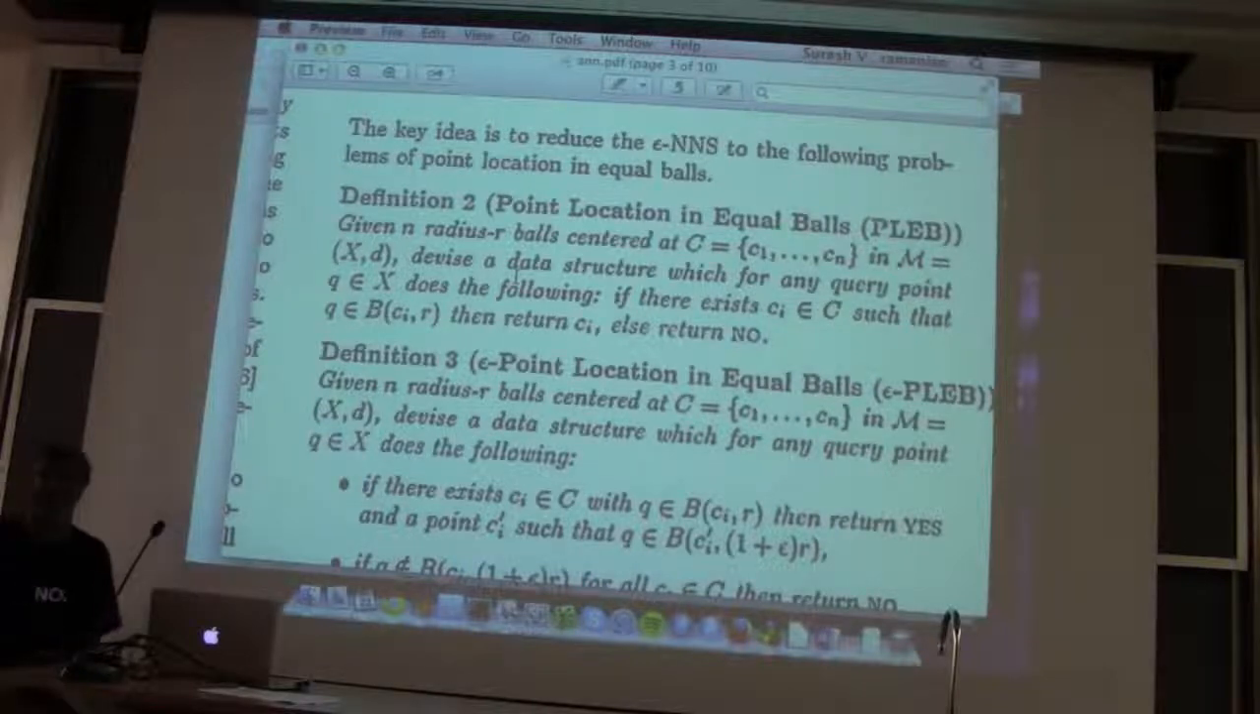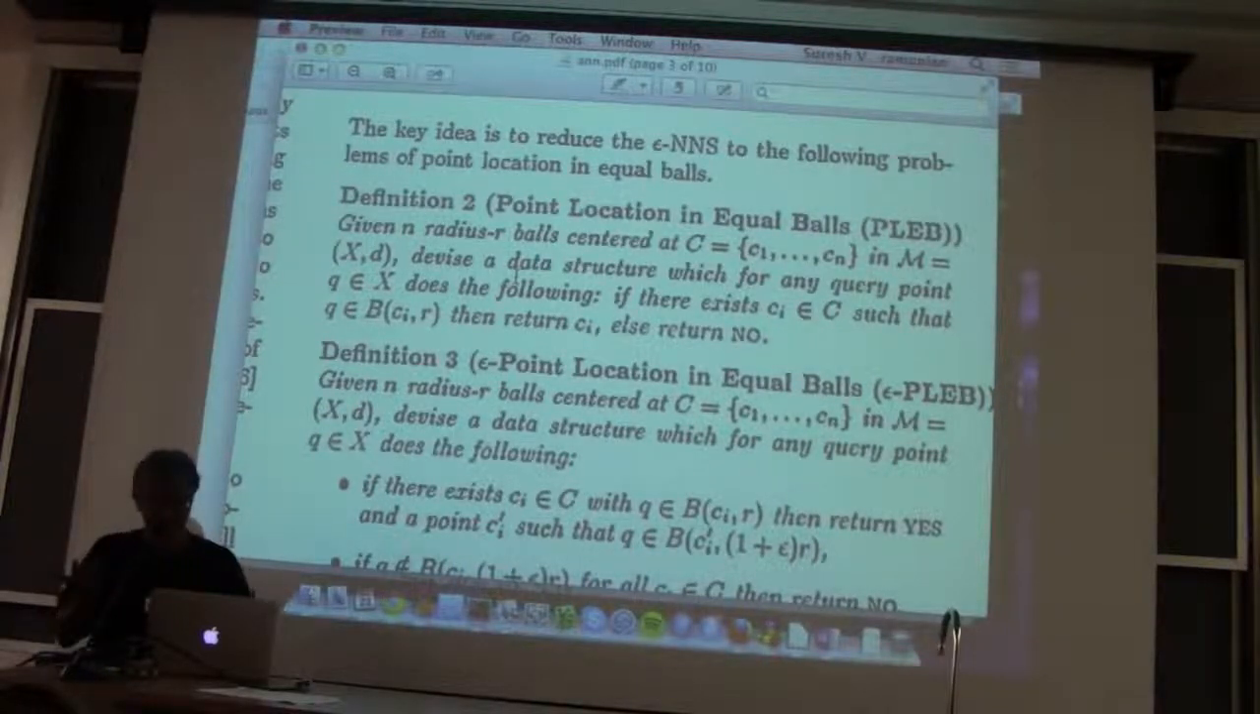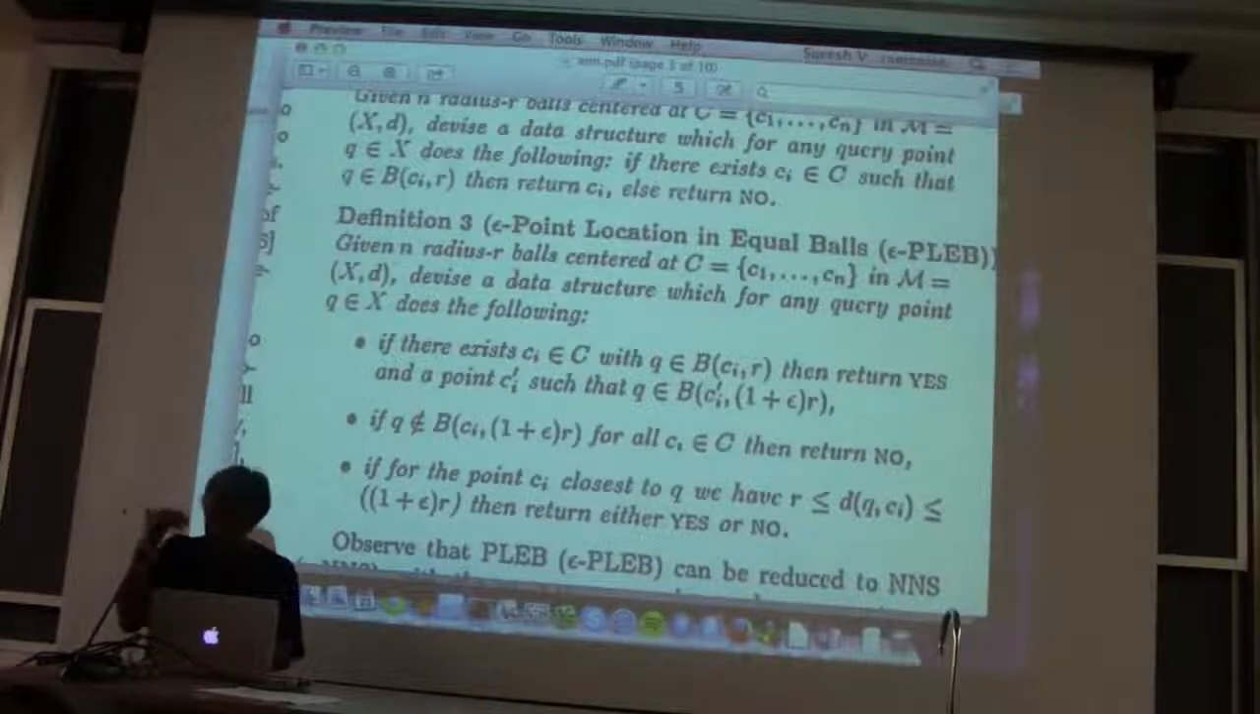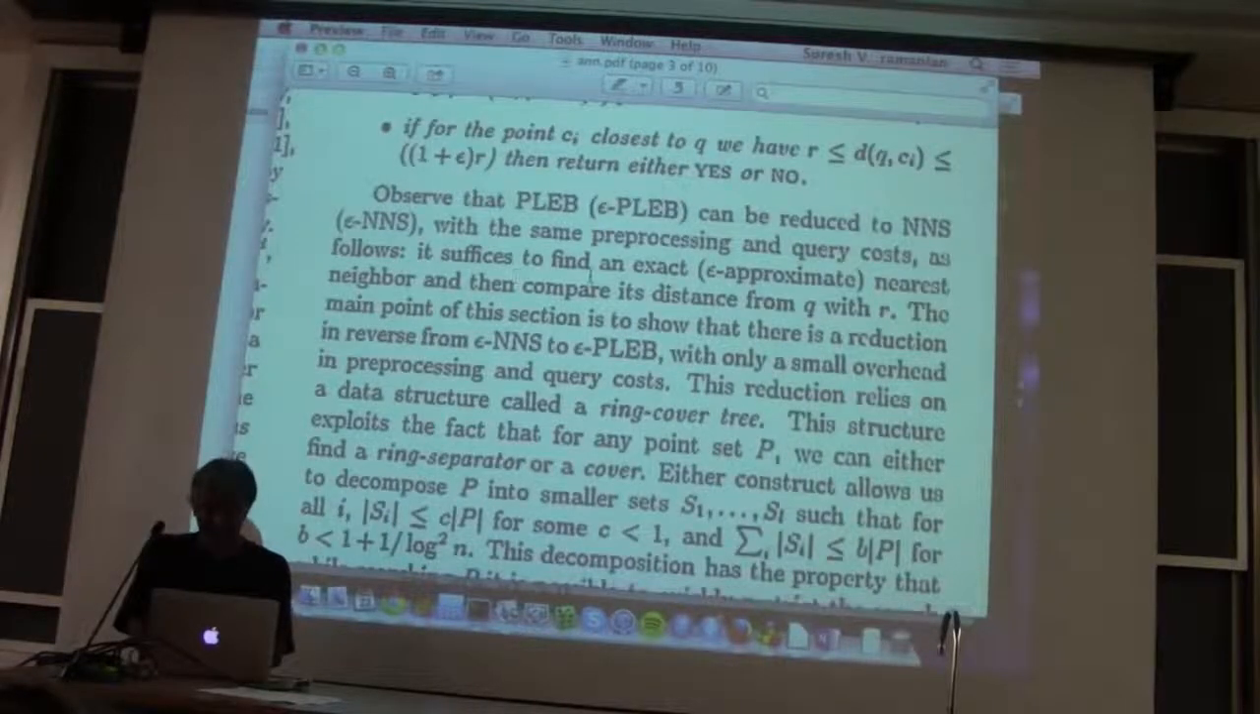So maybe you thought for 5 minutes. You're not really seeing what to do. You're like, I don't know. Well, look, it's okay. But you should think about it a little bit. It suffices to find an exact nearest neighbor and compare its distance from Q with R.